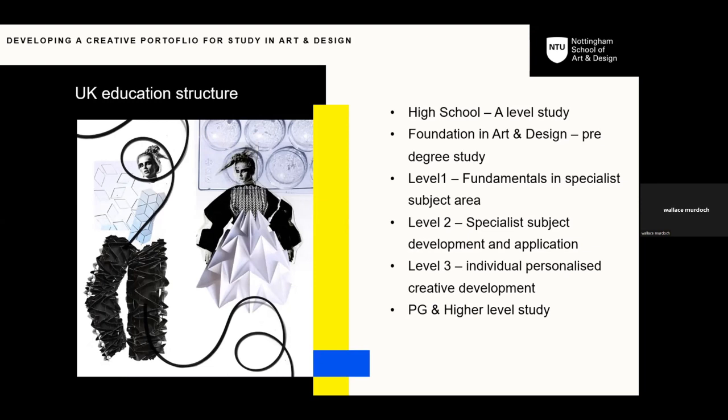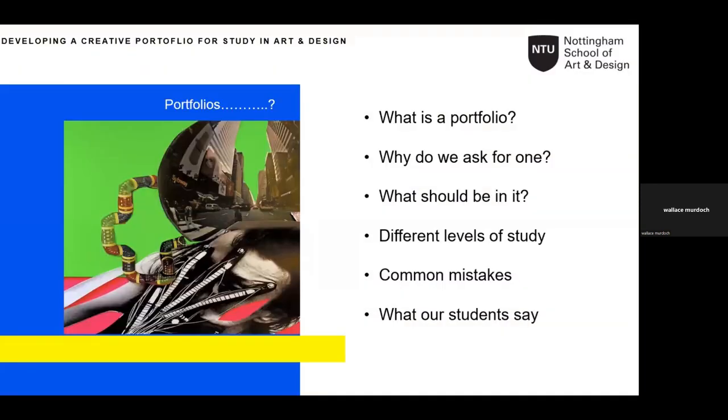In terms of the structure, level 1 undergraduate tends to be the fundamentals in the specialist subject area that you've chosen. Level 2 is specialist development and application, and that's where we would do external projects with industry, or competitions aligned to your subject area. Level 3 is very much about individual personalized creative development. You'll work in collaboration with the academic staff to develop a portfolio and a body of work that's right for your future career, or there's the opportunity post-undergraduate study to go on to postgraduate and higher level study.